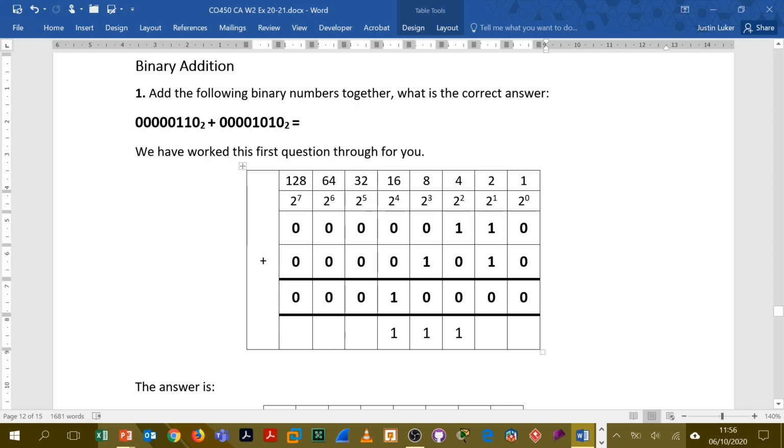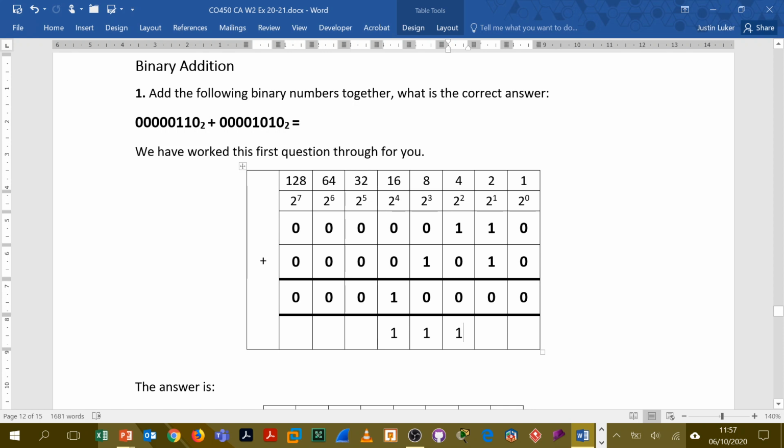So let's have a look. 0 and 0. We work our way from right to left, just like in decimal mathematics when you're doing addition like this. So 0 and 0 is 0. 1 and 1 is 2, so it's 0, carry the 1. I've put the little carry 1 down here.